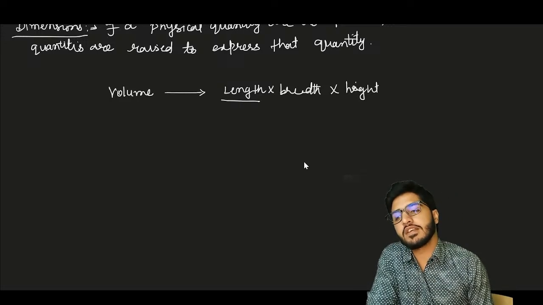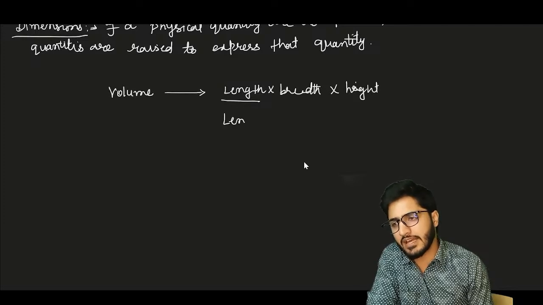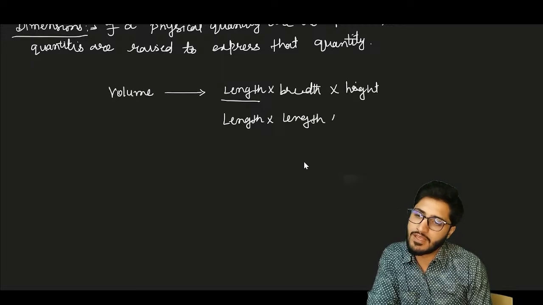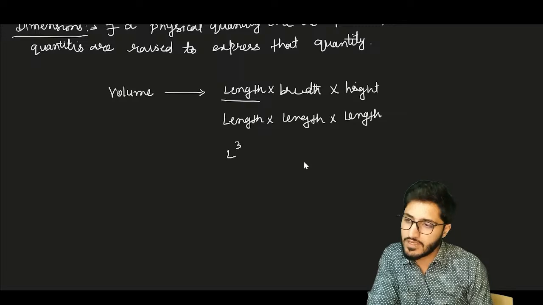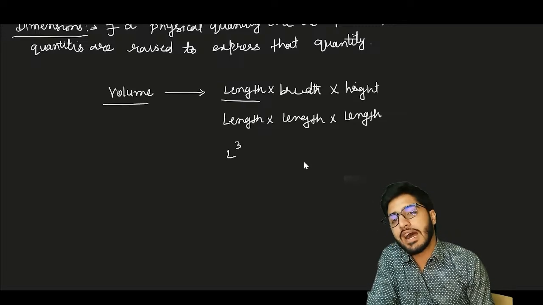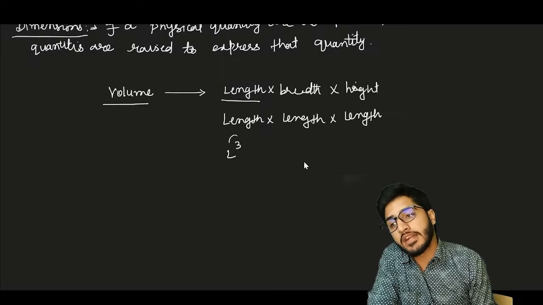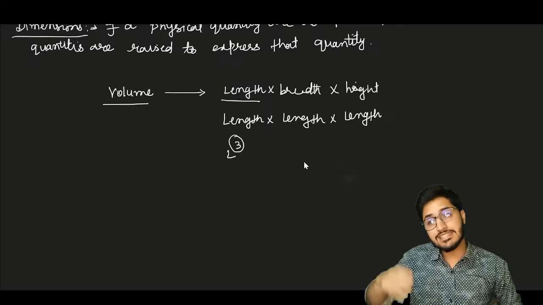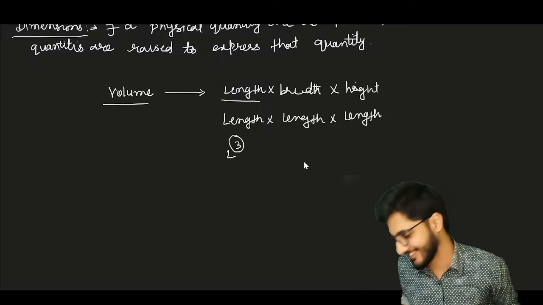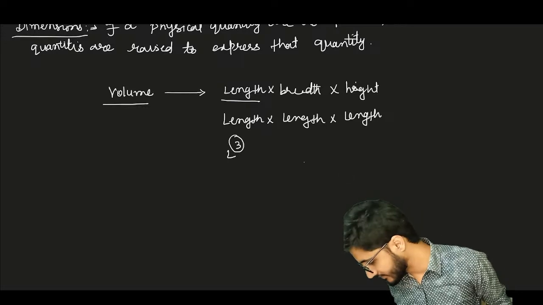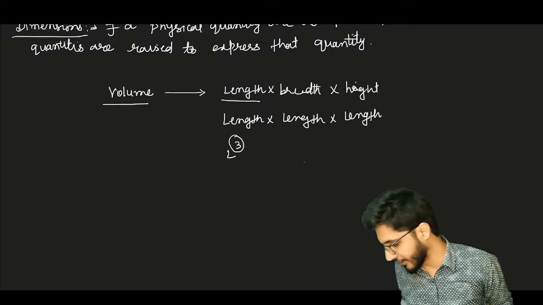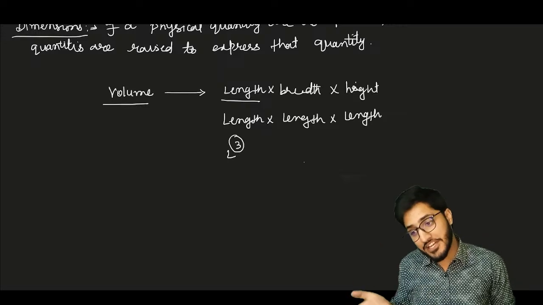Length is measured in meters, or simply length, I can write it as length. Breadth is also a length and height is also a length. So I can write it as length cube. To describe the volume in terms of length, I need length 3 times. So 3 is the dimension of length.